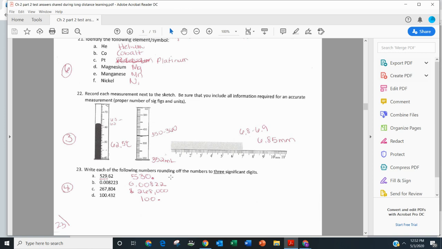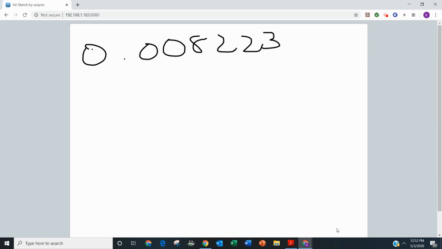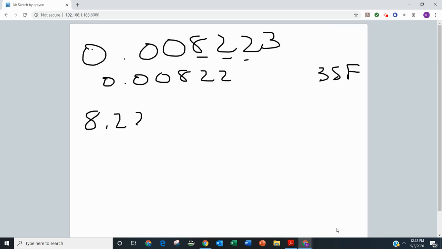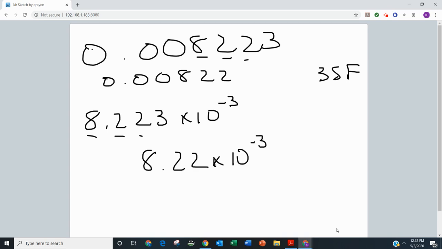If I look at another one, 0.008223, and I want it to 3 sig figs. I can do the first method, look here, and I'm going to get 0.00822, and that has 3 sig figs. Or I can put it in scientific notation from the beginning, times 10 to the minus third. And again, looking at 3 sig figs, 8.22 times 10 to the minus third, and that has 3 sig figs.